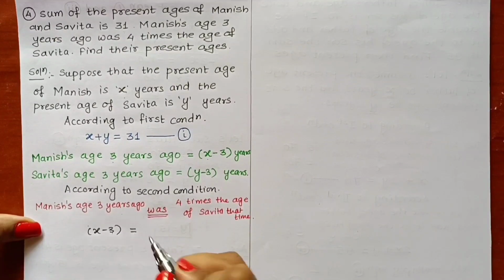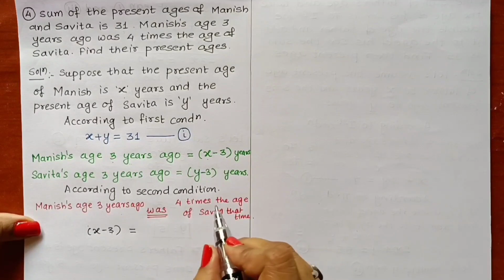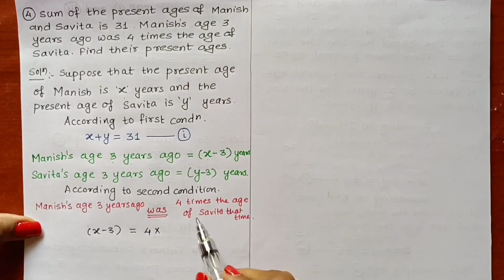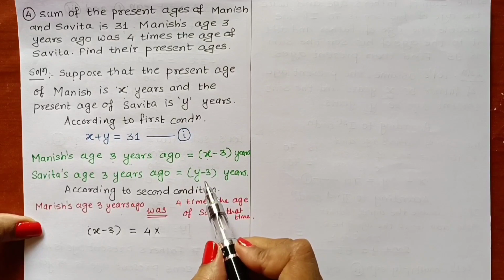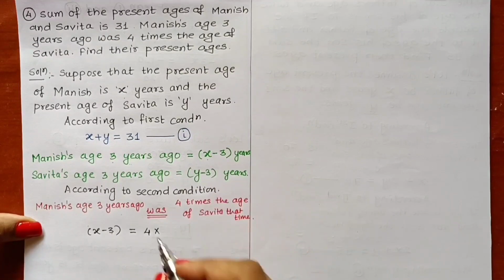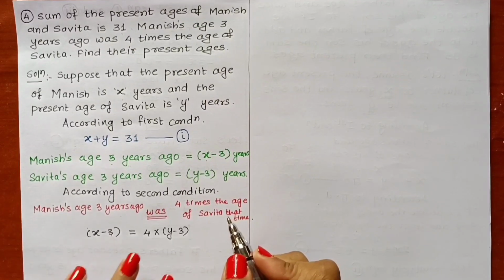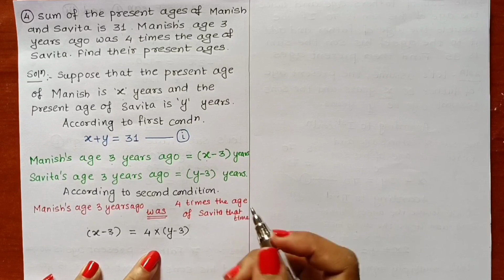Was means equal to, like is means equal to, was also means equal to. 4 times means 4 multiplied by what? The age of Savita that time. That time means 3 years ago. What is Savita's age 3 years ago? It is y minus 3. So 4 times y minus 3. In this way we have to form the equation. It is x minus 3 equal to 4 into y minus 3.